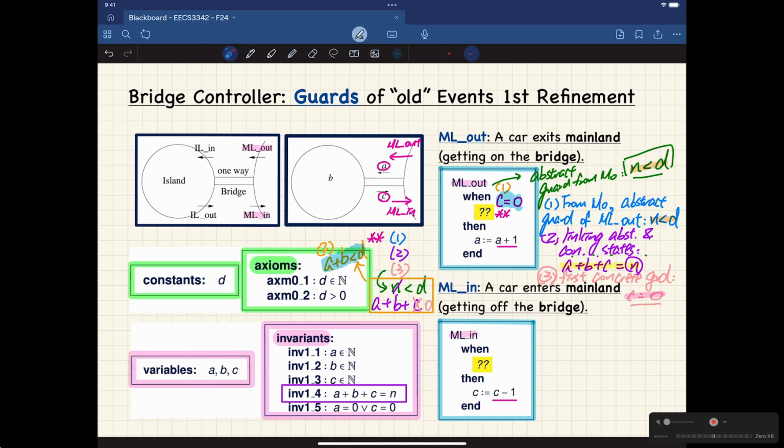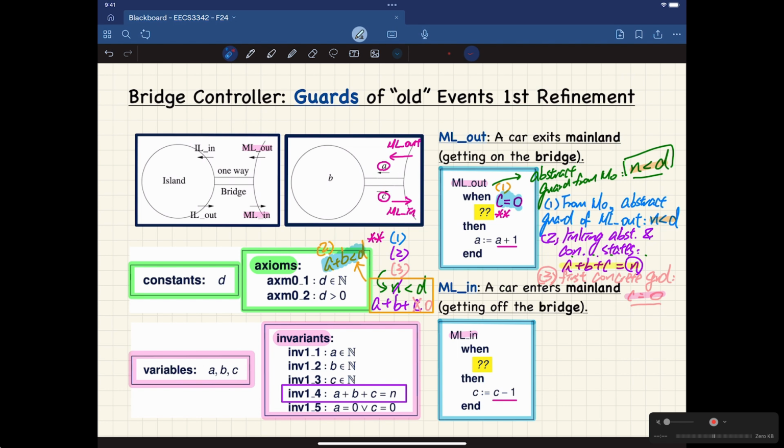Let's do a quick recap. We try to look at the 2 concrete events, ML out and also ML in. ML out has to do with cars that want to go to the island. So they go onto the bridge over here. And we said that there should be 2 guards that we need to put in. The first guard is pretty simple. It says if you want to go this way, you have to make sure there is no opposite traffic coming. So that's why C here should be 0. That one's straightforward. Okay, that's the first guard.